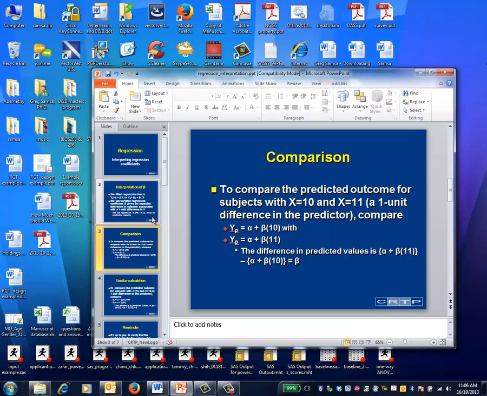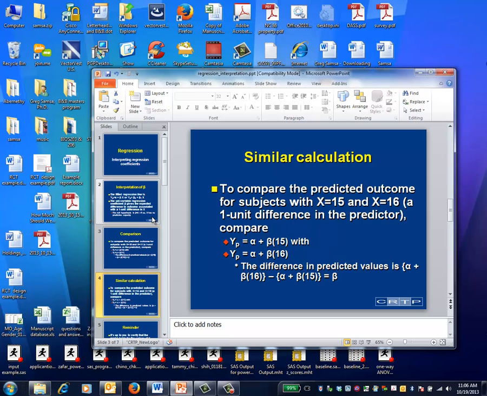We've derived predicted values for two patients that differ by 1 on the value of the predictor. Here, one patient has x equals 10, the other patient has x equals 11. The predicted values are alpha plus 10 beta and alpha plus 11 beta, respectively. When the predicted values are subtracted, the alphas cancel, and a single beta is all that remains.